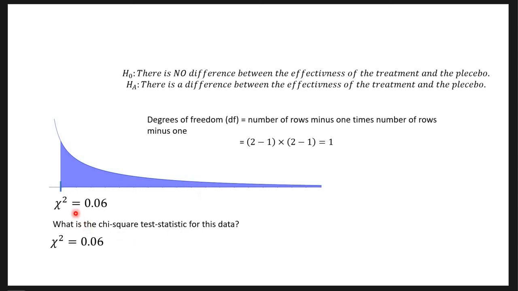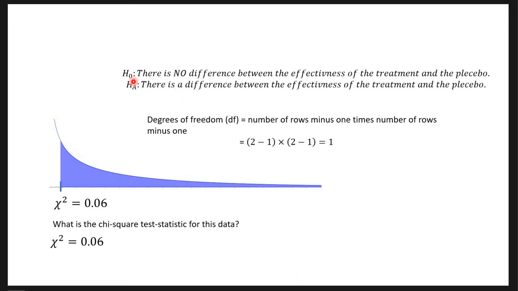And what I'm looking for is the area to the right of the test statistic. The chi-squared test statistic is 0.06, not 0.006, but 0.06. That's the chi-squared test statistic. And because this is a chi-squared test, I'm looking for the area to the right as the p-value.